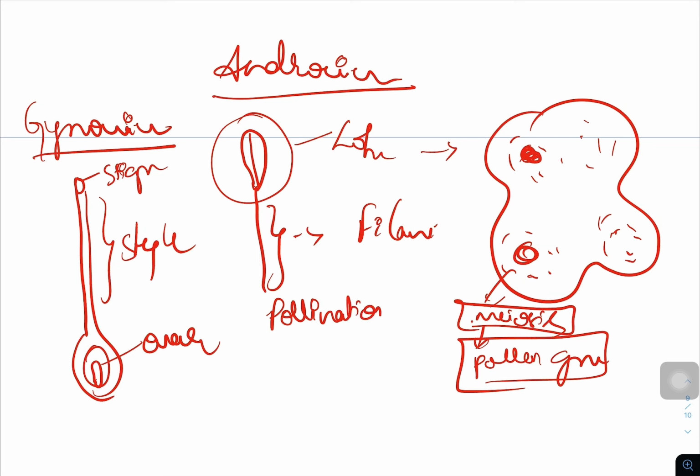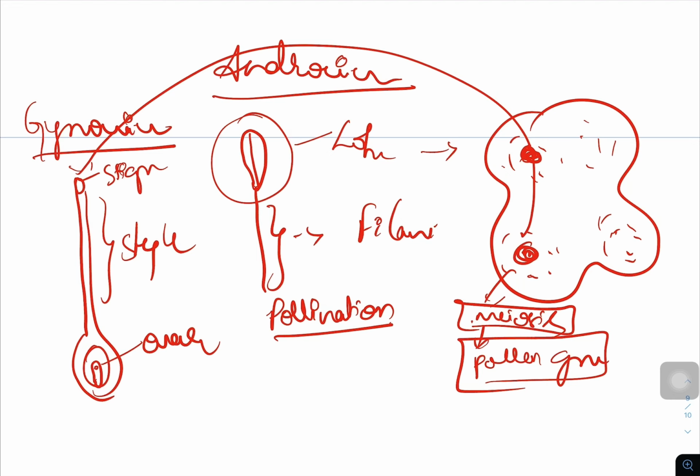Here one more important process takes place, that is pollination. In simple terms, it is the transfer of male gametes to the female gametes. The female gamete is here, the male gamete is here. The transfer of the male gamete, that is the pollen grain, from the anther to the stigma is called pollination.